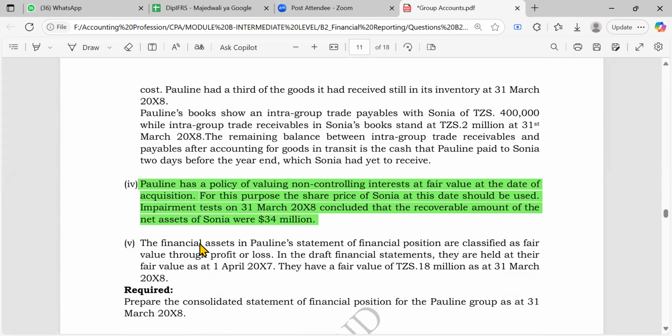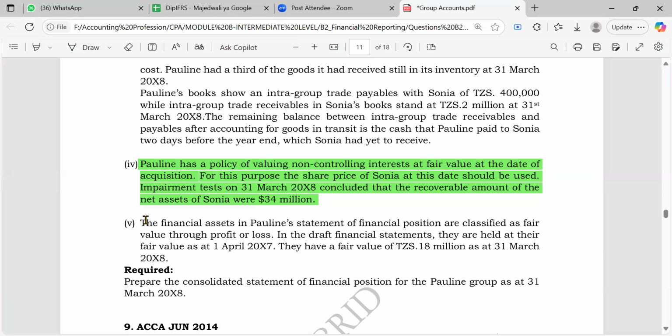Yes, I think it's only this one. It says, financial aspect. Okay, the financial assets in Pauline's statement of financial position are classified at fair value through profit or what? Of course, this follows from financial instruments, but it is clear that whatever financial assets you have, you measure them at fair value, right?